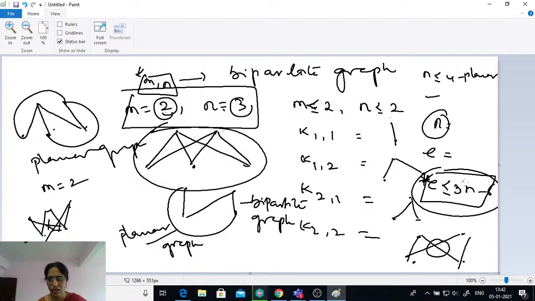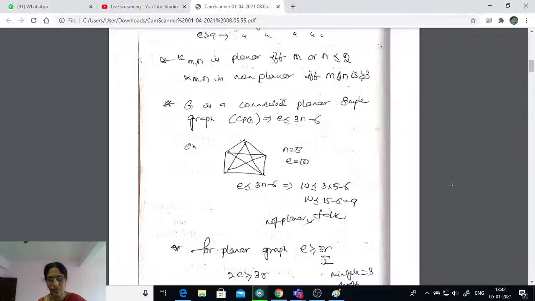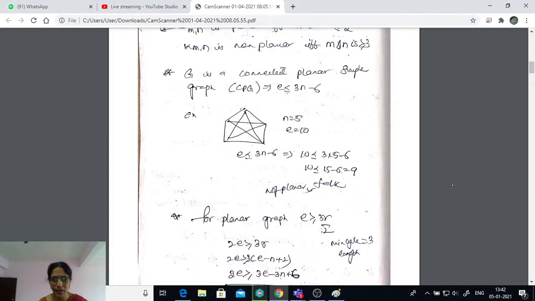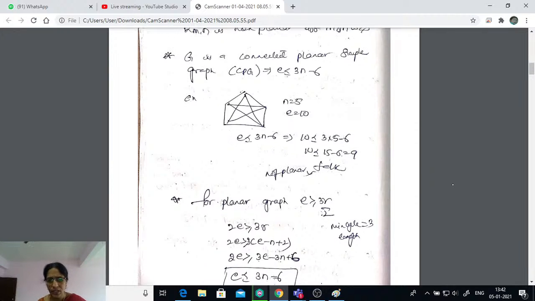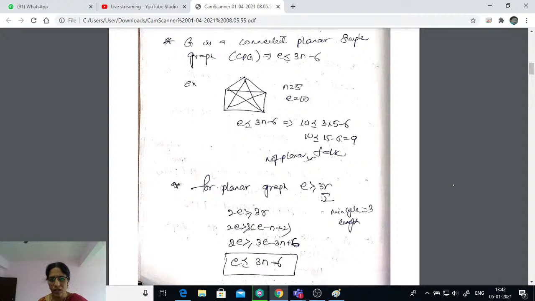So just you can use like this. Next, for planar graphs, so this is for planar graphs, E greater than or equal to 3r by 2. So 3r by 2 is nothing but number of regions divided by 2. Okay, that is nothing but 2e greater than or equal to 3r. Otherwise here by Euler's formula you can write like this.